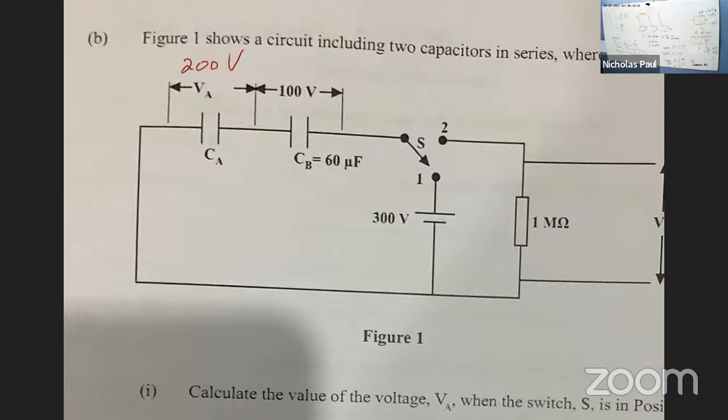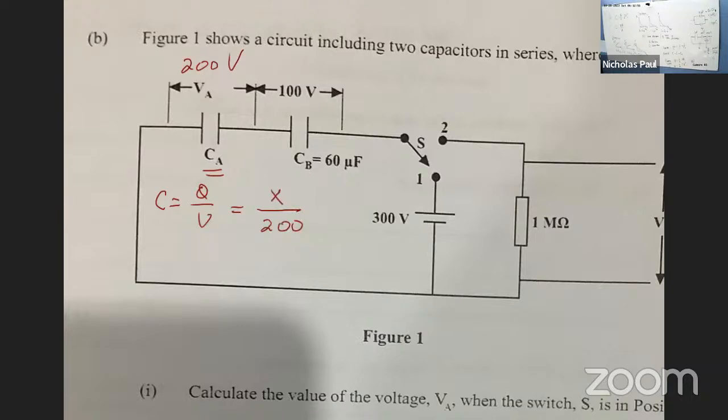Can anybody find 2011? I got it. So, probably 2011. Right, you all got it? So let's start with the problem. The problem is we want to get C. We know that C is equal to Q over V, right? That's formula number one. We know V, V is 200, but we don't know Q.